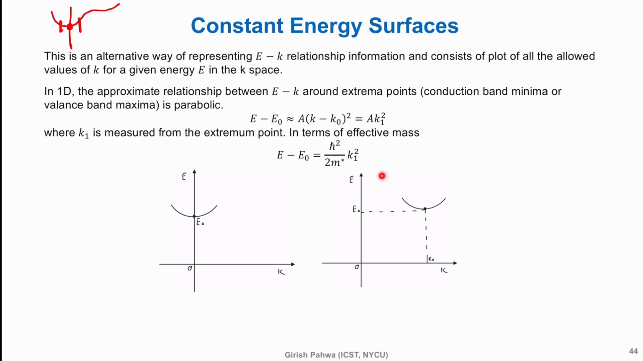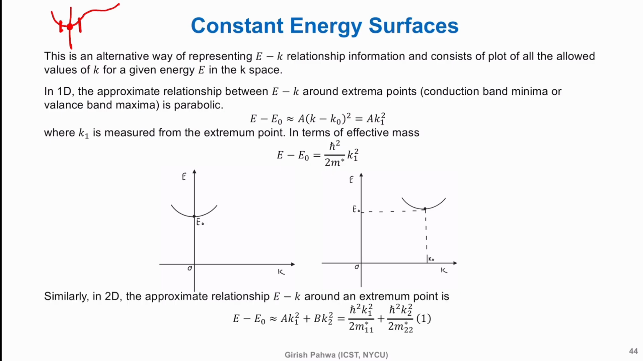2D is a little more complex, but you can use the same parabolic approximation in 2D just as an extension of this. So in 1D you have A K1 square. In 2D you will have one more term because of the 2 dimensions, right? There will be K1 and K2. So it will be A K1 square plus B K2 square. In 2D it is approximately this, only around the extremum point, either minimum or maximum.